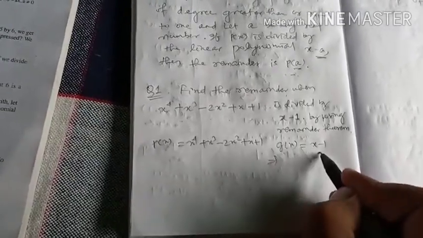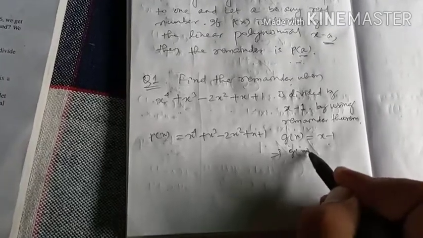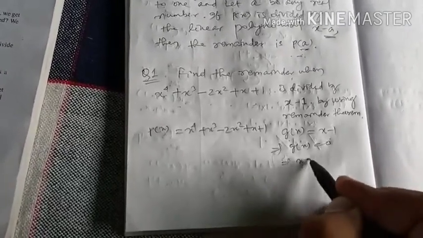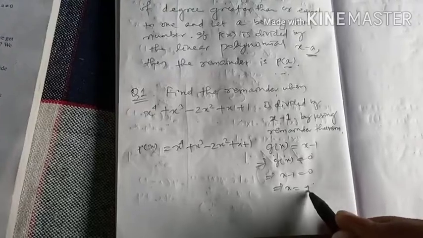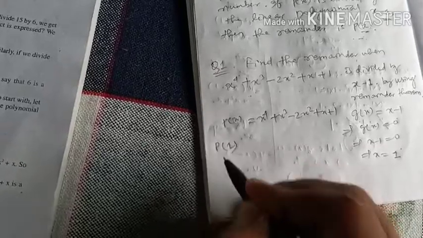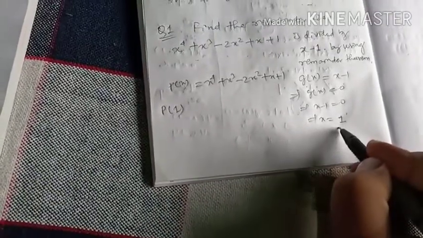And you know that, friend, we will take g of x, that is the divisor, as 0. So let g of x is equal to 0. It means x minus 1 is equal to 0, that is x is equal to minus 1, it will be plus 1 after transposing to the right hand side. And now we will find p of 1, because the value of x is 1, so we will find p of 1.